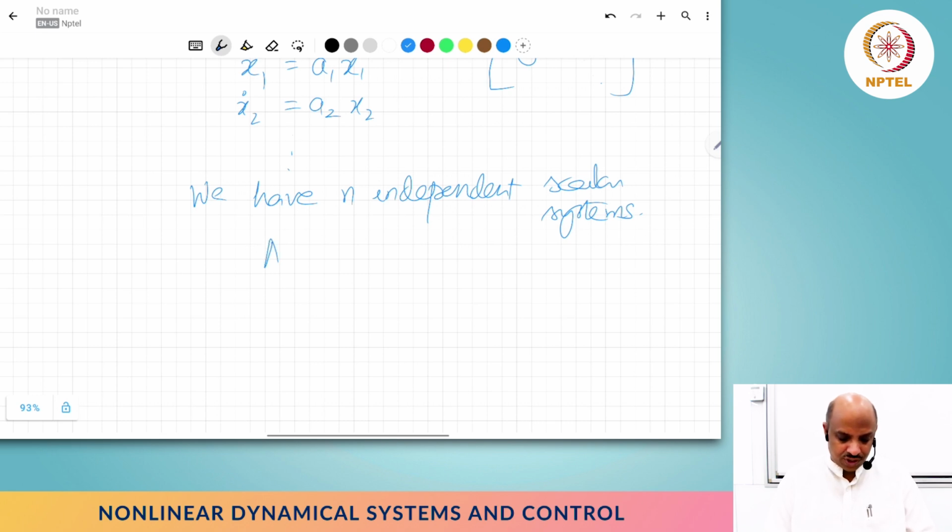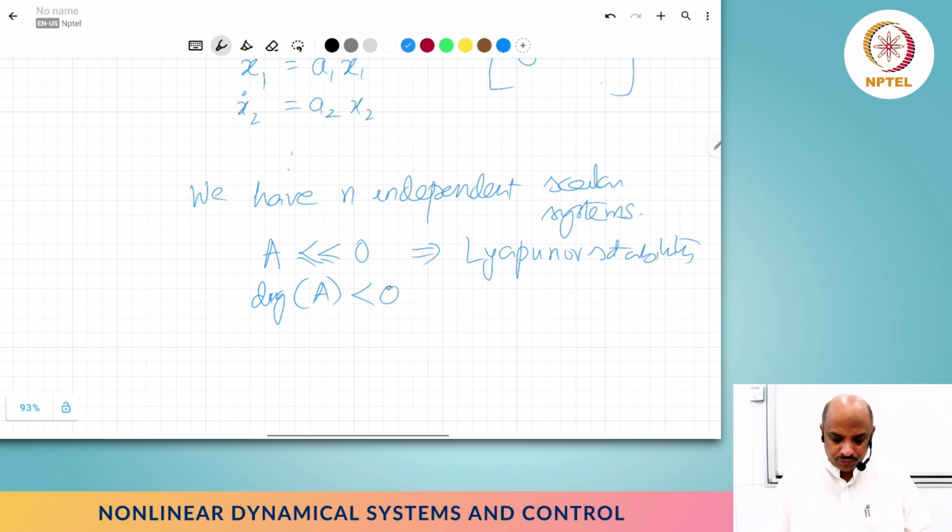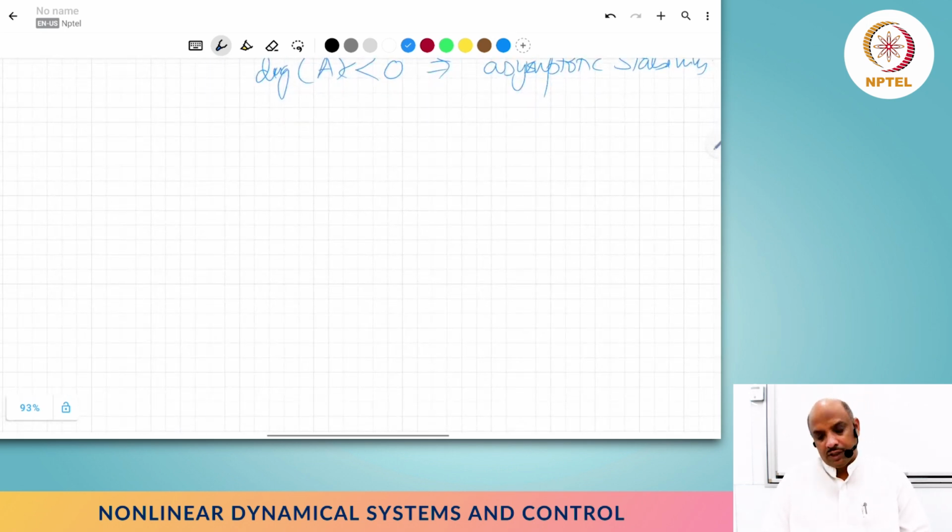I'm going to use this notation. Less than or equal to 0 implies Lyapunov stability. So this essentially says A has to be less than or equal to 0 in every element, whereas for asymptotic stability, we need all the diagonal elements to be strictly less than 0. Now, but how good is this system where we have all diagonal elements, right?